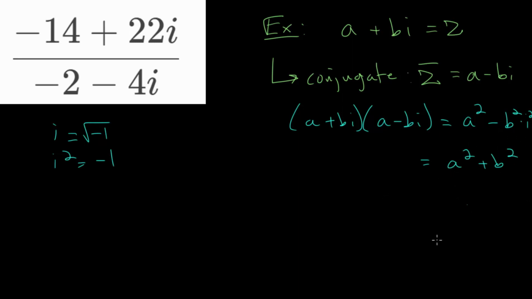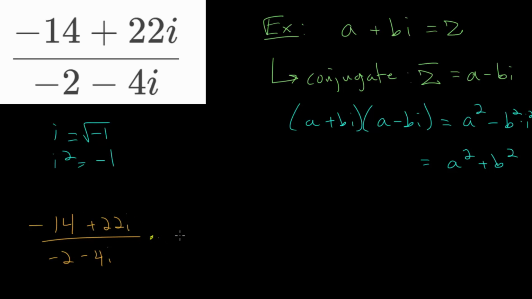Notice that we no longer have imaginary parts here. So that's the entire purpose. We multiply top and bottom by the conjugate of this denominator so that we end up with a new expression where we don't have i in our denominator. So let's start by just rewriting this: -14 plus 22i in our numerator and -2 minus 4i in our denominator. And we will now multiply by the conjugate here.